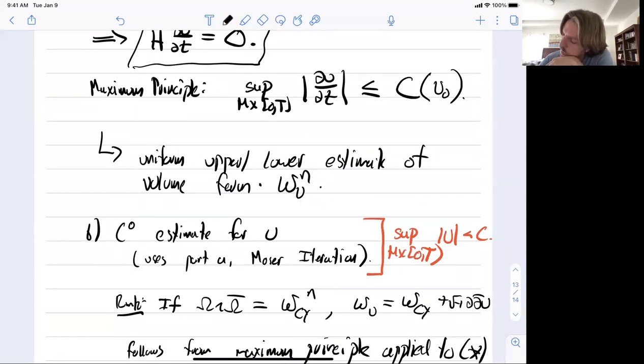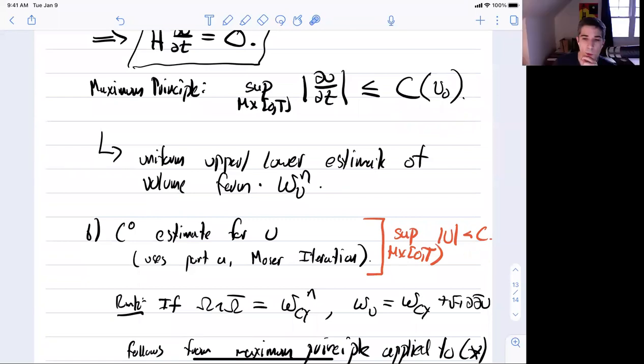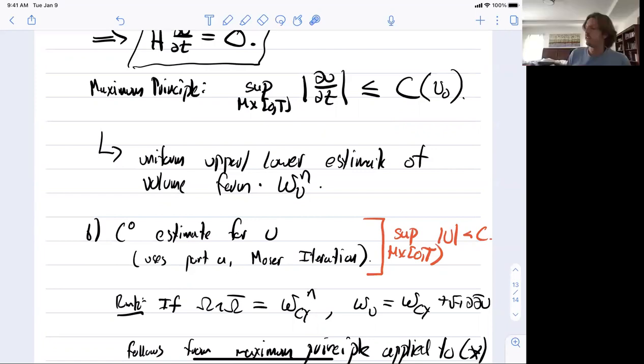So for instance, here there's no t dependence. Okay, so that's what is meant by a priori: assuming that the solution is smooth and well defined up to any time t, this will hold. Exactly. Yeah.